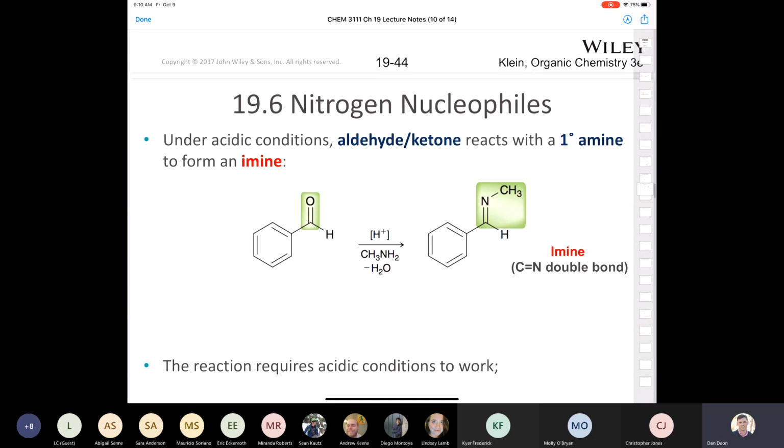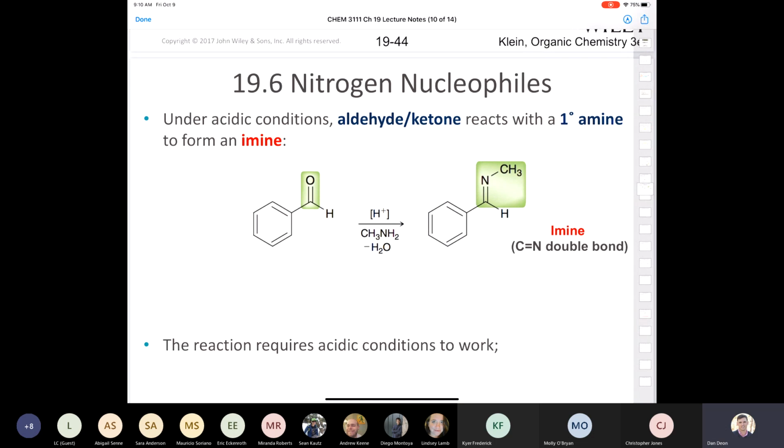Okay, we only have 5 minutes left, but we could talk about nitrogen nucleophiles quickly. And the reason why I want to go over this, and of course, I'm not going to go over it quickly, but it's because there's a few new functional groups that you have to be aware of in the nitrogen nucleophile section. And the first one is called an imine.